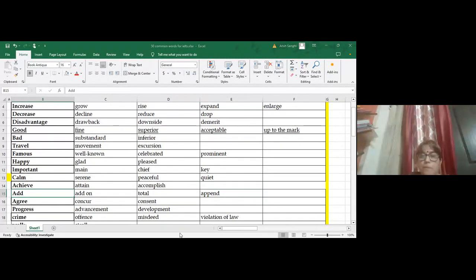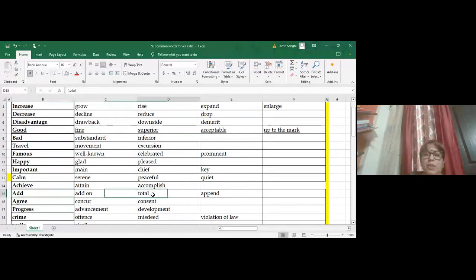Add. Add is used when you add something to something else. Listen, a few of these words will help you in writing 1, 2, right? Writing part 1. Adding something, add on. A new room was added. A new room was added on to the complex.